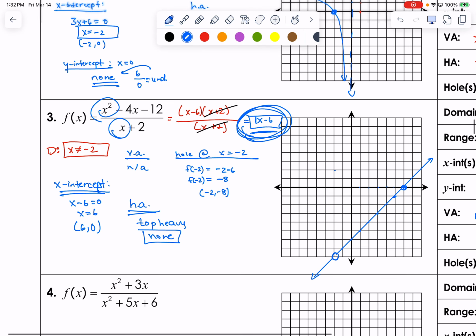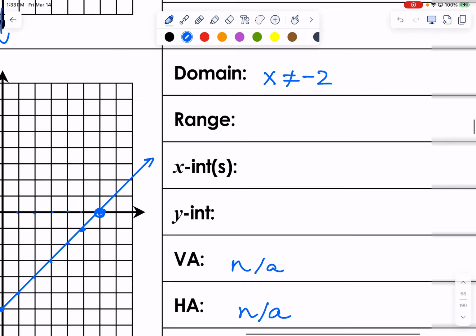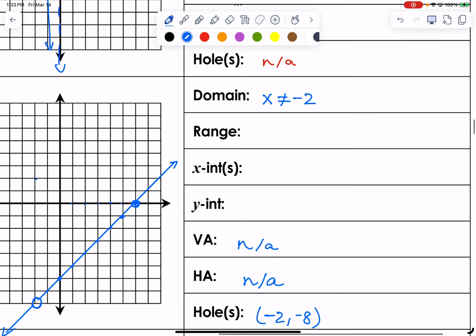Right? And the y-intercept, I could have just counted up 1, right 1, up 1, right 1. There it is. It's at 0, negative 6. But you can plug 0 into this, can't you? Yeah. And if I plug 0 into it, aren't I going to get negative 6? Yeah. So the y-intercept, 0, negative 6. So what was the x-intercept? 6, 0? Yeah. And then the y-intercept, 0, negative 6? And the range would be y cannot equal negative 8.